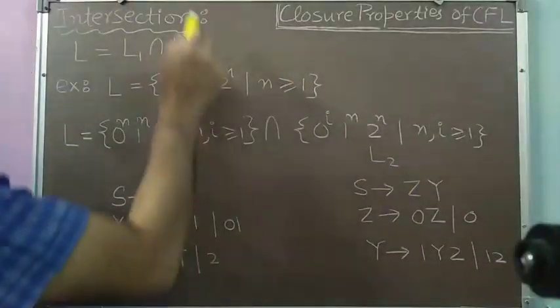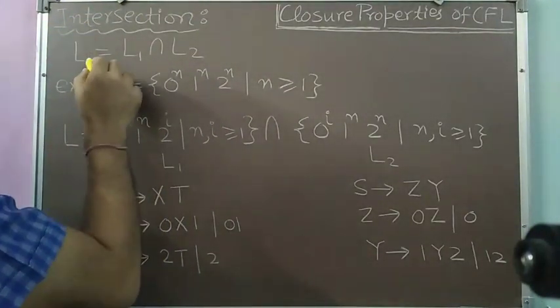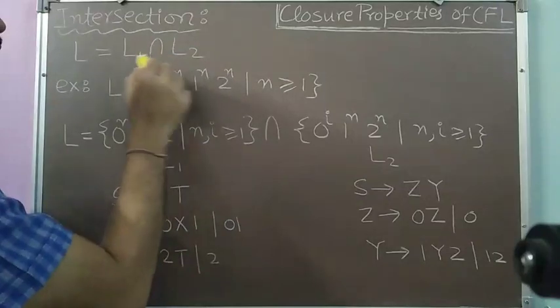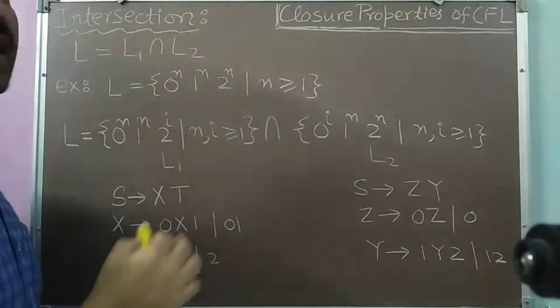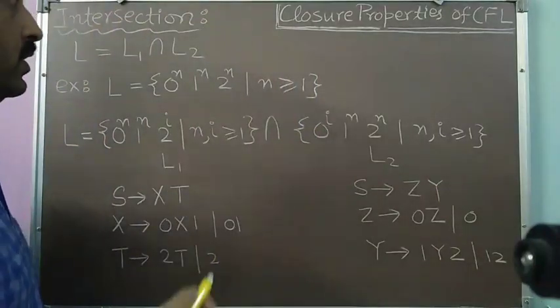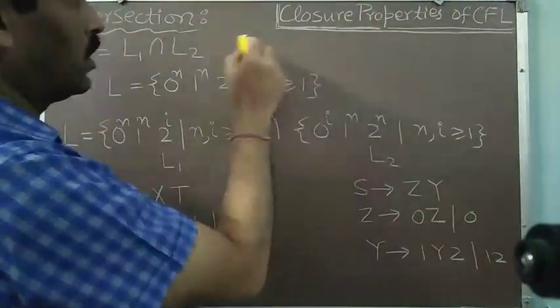Now come on to our next operation, that is the intersection operation. Intersection operation means that our language L will be the intersection of two languages L1 and L2, and we assume that both L1 and L2 are context-free languages. Then under the intersection operation, our CFLs are not closed.